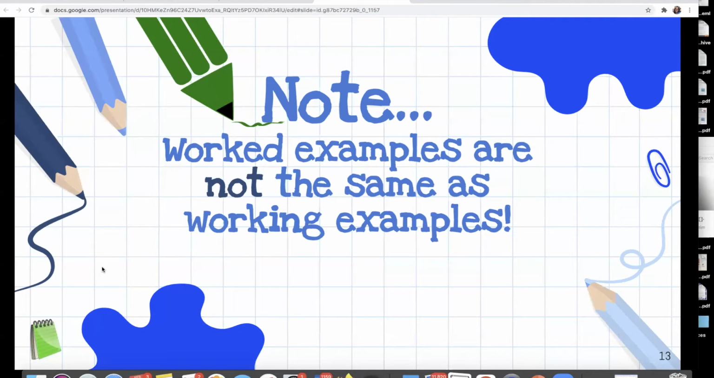I also like the fact that worked examples provide students with the ability to self-assess their understanding of what's going to happen next. So, and am I doing that part? So that's a good thing about worked examples.